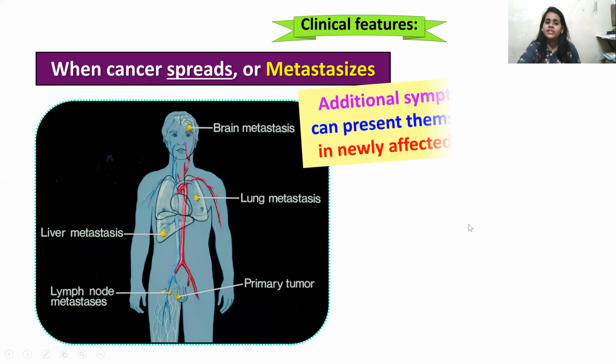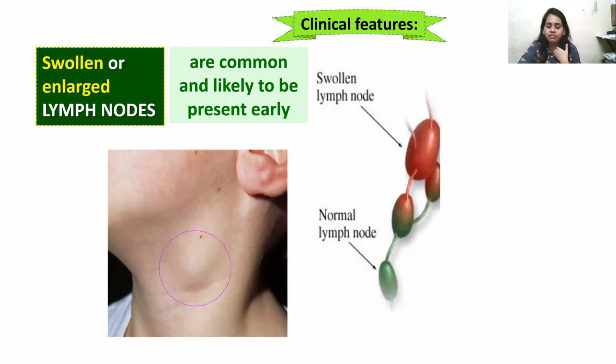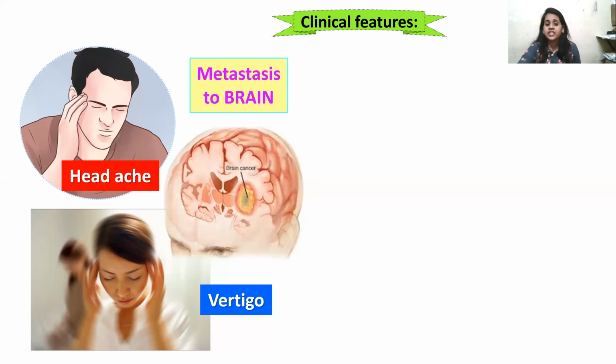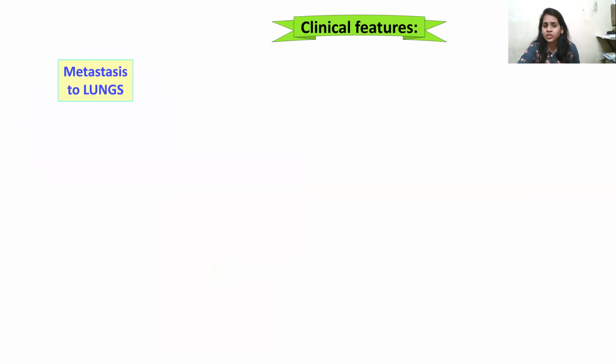And when cancer spreads or metastasizes, there could be some additional symptoms depending upon the area which has been affected. Because if the lung is affected, the person will get symptoms of lung. If the brain is affected, the person will get symptoms of brain. There would be certain enlarged lymph nodes which should be recognized. And unusual swelling in the entire body is also one of the very important clinical features. If it is metastasizing to the brain, the person may suffer from headache, vertigo, seizures. This could be the common symptoms a person would have if it metastasizes to the brain.